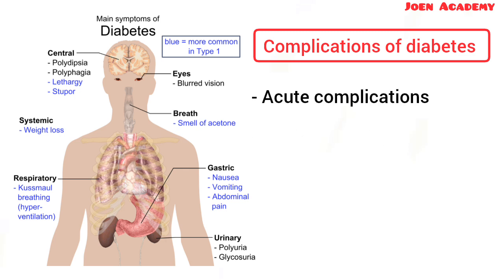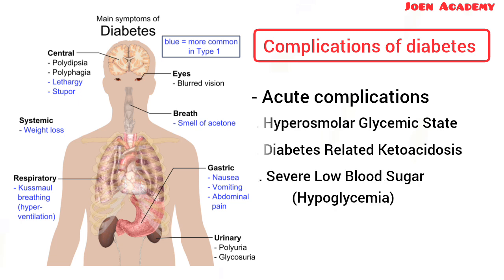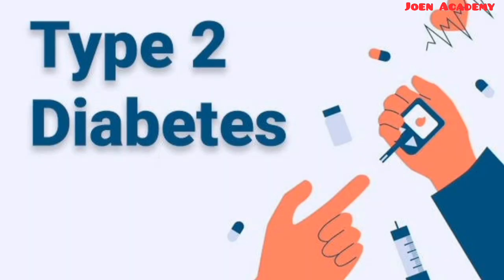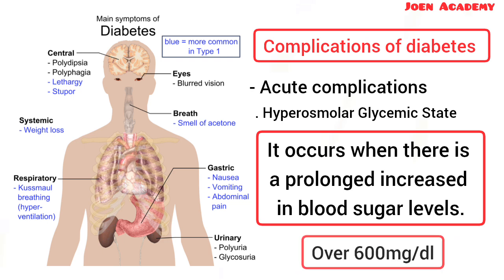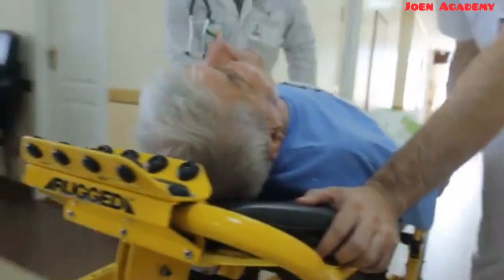Acute diabetes complications that can be life-threatening include hyperosmolar hyperglycemic state, diabetes-related ketoacidosis, and severe low blood sugar. In hyperosmolar hyperglycemic state, this complication mainly affects people with type 2 diabetes. It happens when the blood sugar level is very high for a long period of time, leading to severe dehydration and confusion. So the blood sugar level can be over 600 mg per deciliter. It requires immediate medical treatment.